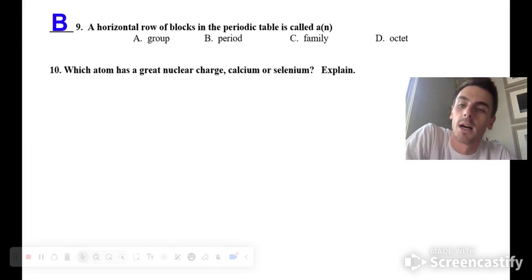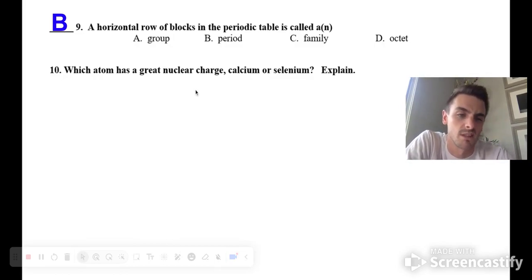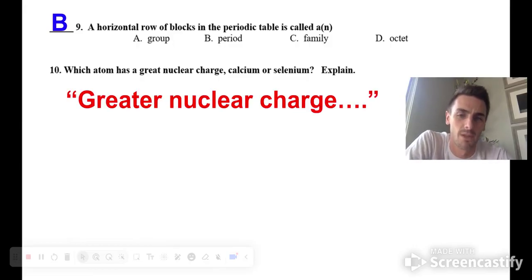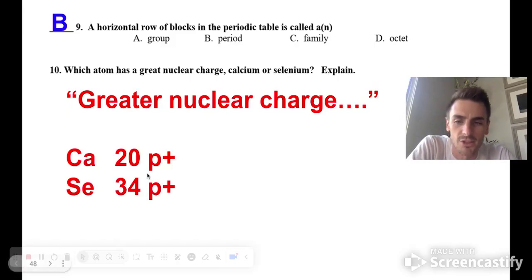Okay, and last but not least, I'm going to guess half of you didn't try number 10. Probably a couple of you didn't try number 10, but kids will go, nuclear charge, what's that? Well, if we think about the nucleus, what charge is the nucleus? Positive, because of protons. So all this question is really asking you is which one's more positive? If calcium has 20 protons and selenium has 34 protons, which one's more positive?